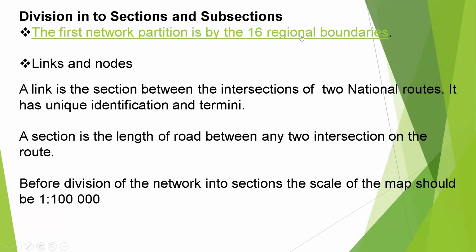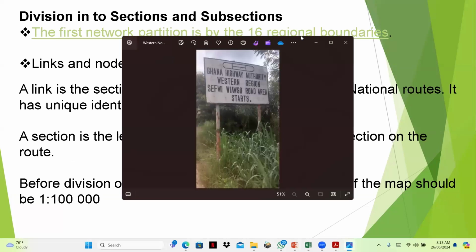So this is the post that we have at the boundary between the Western North region, formerly Western region, and Ashanti region. So this is one of what we call the referencing system, or the post that will show you that when you get here, this road section or segment has ended and the next region continues. These have been in the system for so many years, but they have been vandalized. But this is just to show you one of the local referencing systems that we have for highways.